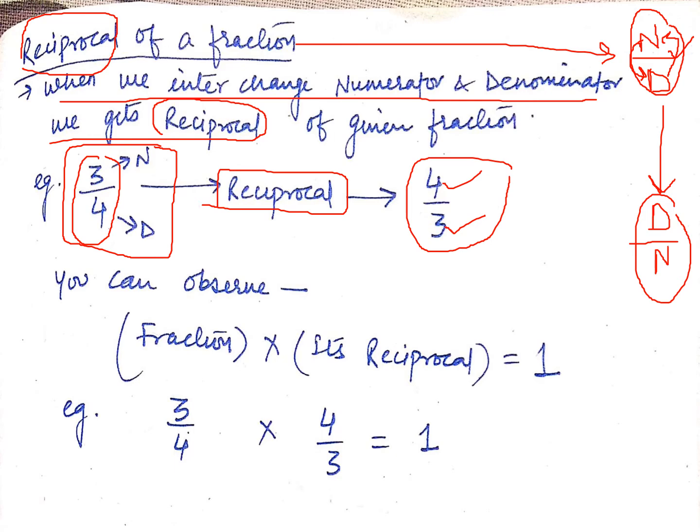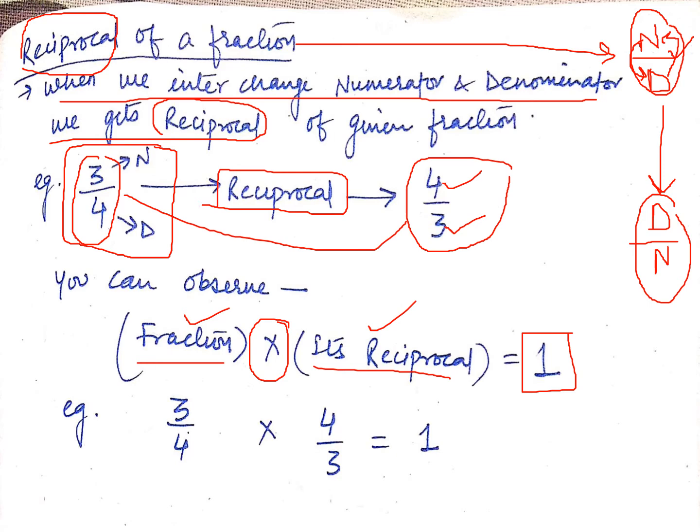Okay. Now if you observe these two numbers, normal fraction and its reciprocal, if you multiply both of them, what answer will you get? You can see this 3 and 3 will cancel, this 4 and 4 will cancel, and you will get 1 as an answer. So we can generalize here that whenever we multiply a fraction with its reciprocal, we always get 1 as an answer. Okay. There is an exception for this, which we will discuss later on. Right now, we leave it.